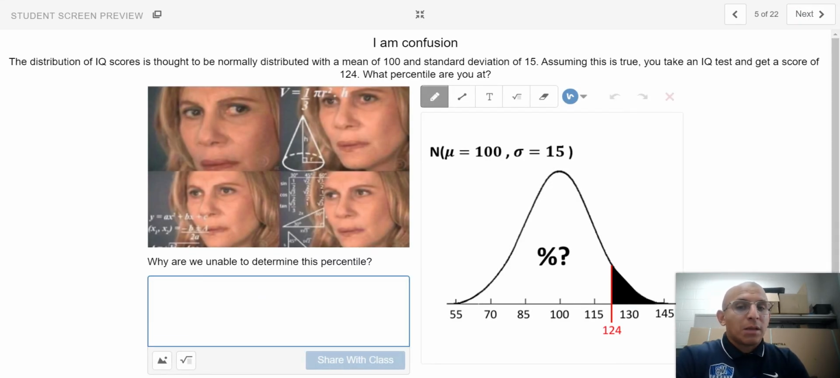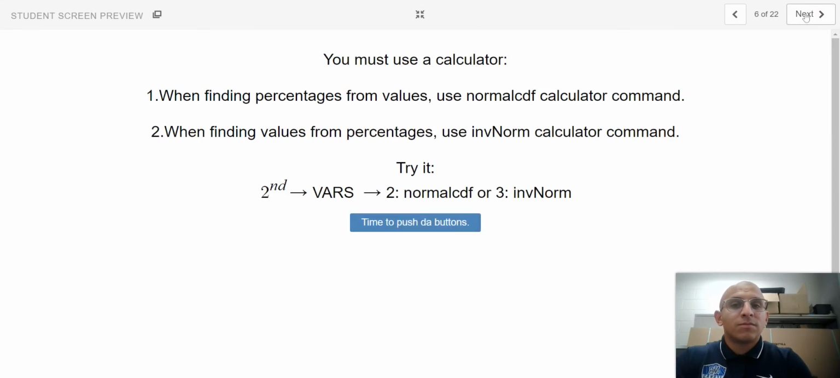I would like for you to establish some dialogue with your peers before moving on in the video to what comes next. So as you can see here, we need to use a calculator. There are 2 different functions within the calculator that we can utilize to help us determine percentile ranks. So finding values from percentages or finding percentages from values.